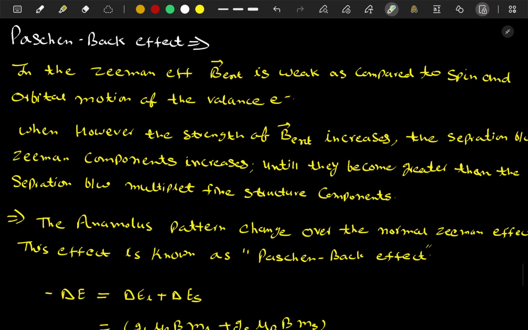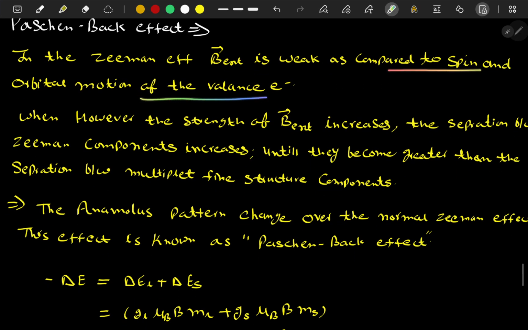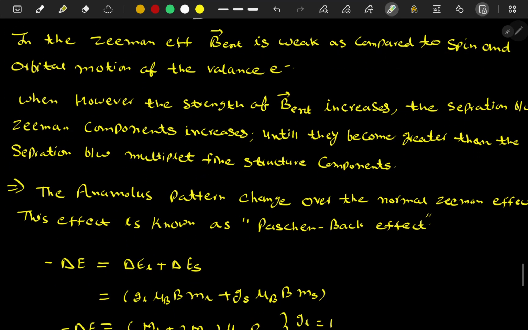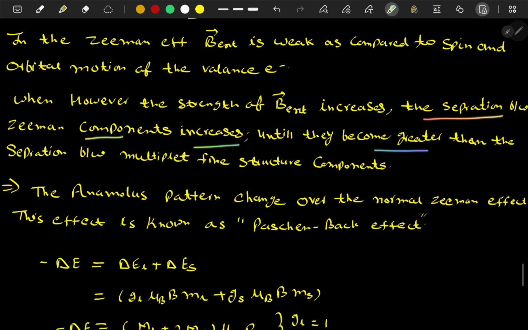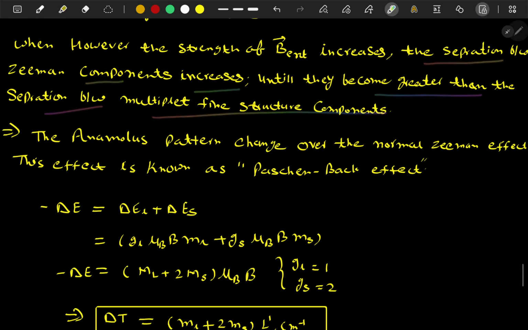Now we'll discuss the Paschen-Back effect. In the Zeeman effect, B external is weak as compared to the spin and orbital motion of the valence electron. Okay, what was happening in the Zeeman effect? The external field was weak. However, when the strength of B external increases, as we are increasing the B, the separation between Zeeman components increases until they become greater than the separation between the multiple fine structure components.